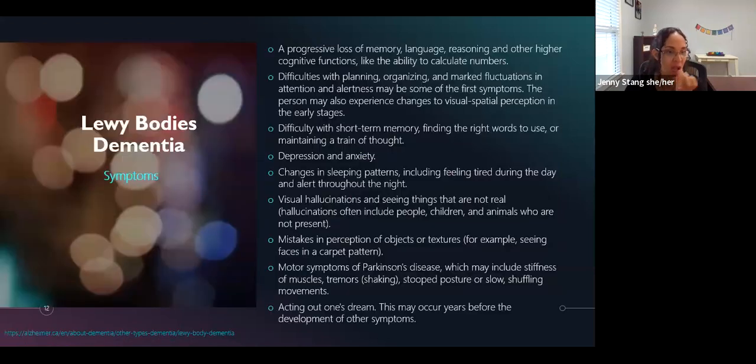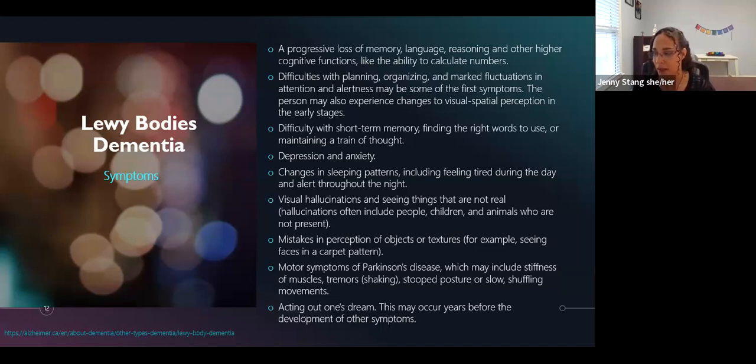symptomology, okay? So what are the symptoms of Lewy body dementia? And these are not specific to Lewy body dementia. They're very common in this diagnosis. However, you may see that your loved one who doesn't have Lewy bodies may also be exhibiting some of these symptoms simply because dementia symptoms are very similar across diagnoses, okay? So a progressive loss of memory, language, reasoning, and other higher cognitive functions, and likely the ability to calculate numbers. Difficulties with planning, organizing, and marked fluctuations in attention and alertness might be some of the first symptoms.